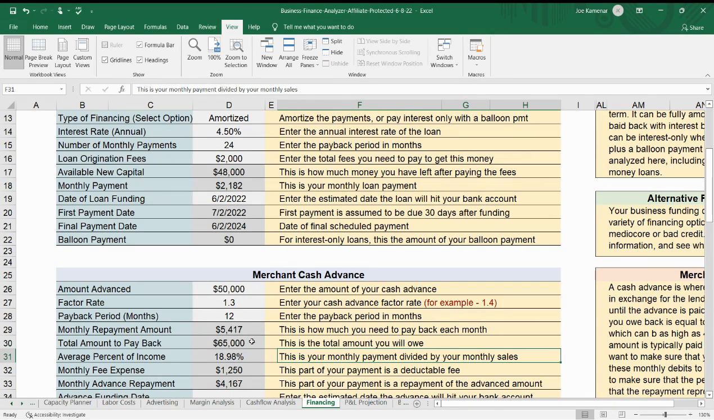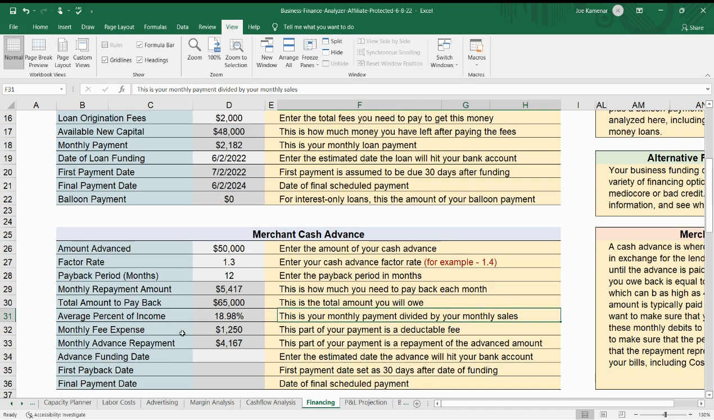And a lot of times you can get these without really good credit. So that's why sometimes business owners do this. And your average percent of your gross income is about 19%. So you need to look at this and say, can I afford to pay 19% of my income off the top just to pay this loan back?